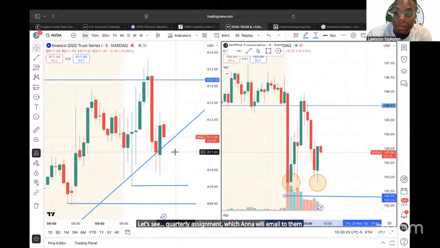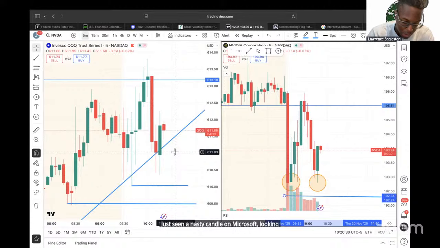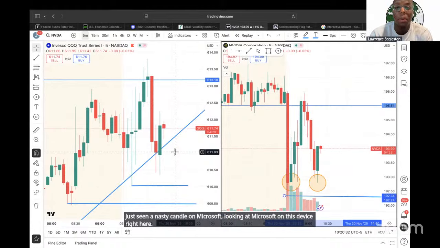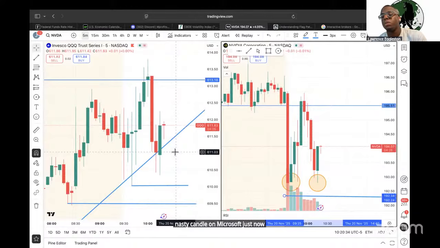There we go. Just seen a nasty candle on Microsoft. Looking at Microsoft on this device right here. Nasty candle on Microsoft just now.